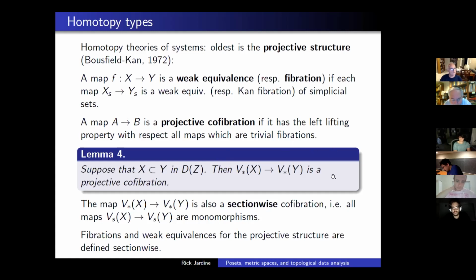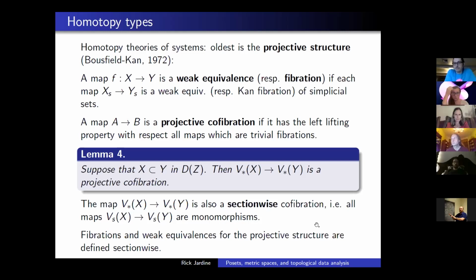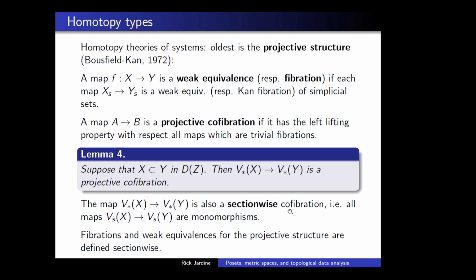And you can prove, just for a little recreation, that if you have an inclusion of data sets, then the induced map in Vietoris-Rips systems is a projective cofibration. There is actually something to prove there, but it's not tough. That map is a projective cofibration. For various reasons, it's also an inclusion of simplicial sets, in other words a cofibration of simplicial sets in each section, for each parameter value S, so that all the maps induced by the inclusion between these Vietoris-Rips complexes are monomorphisms. I'm talking about simplicial sets at this point.